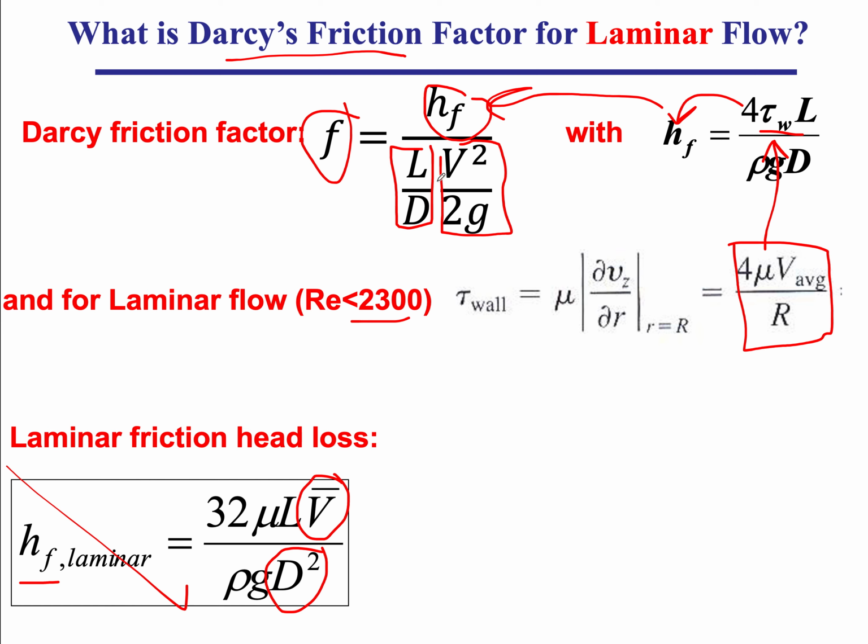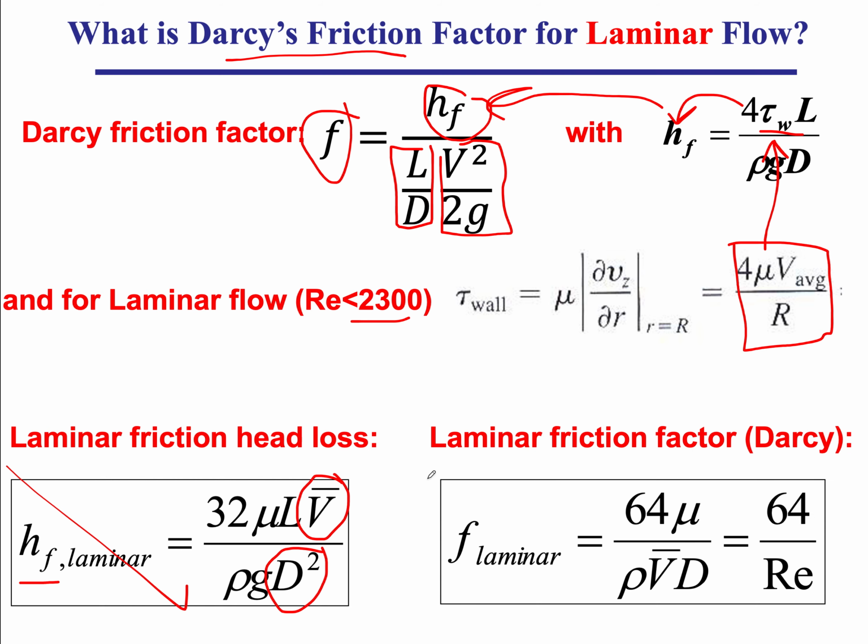And then we can get our friction factor. So you plug it in, and we get 64 times the viscosity over rho VD. And that thing is just our Reynolds number. So the laminar friction factor, the Darcy friction factor, is just 64 over Reynolds number. So keep a mental note on this, and we will come back to it again when we talk about the Moody chart.